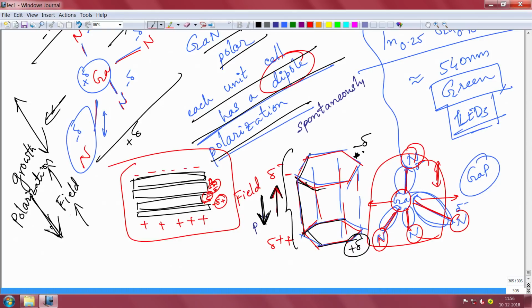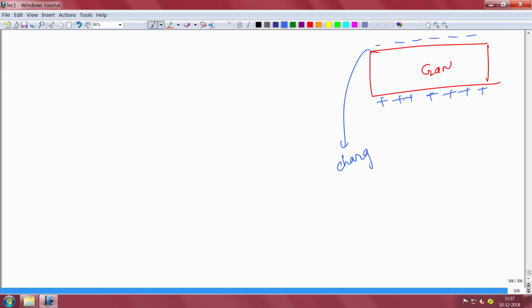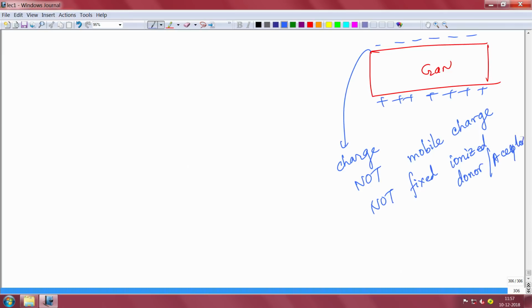And what will happen is that you will have to draw the band diagram taking that into consideration. So if you take a piece of gallium nitride like that, there will be a sheet of charge here like that, and there will be a sheet of charge here like that. This charge, please remember, is not a mobile charge. It's not like mobile electrons and holes that you can use to conduct electricity. It is also not like a fixed ionized donor or acceptor sort of charge that you can get after doping or something. There is no doping here.